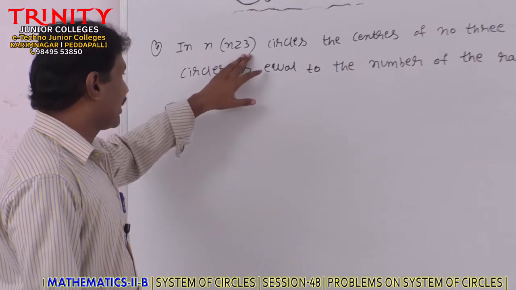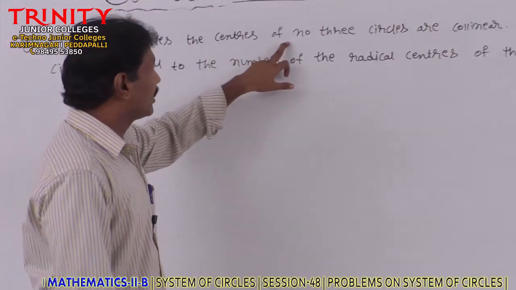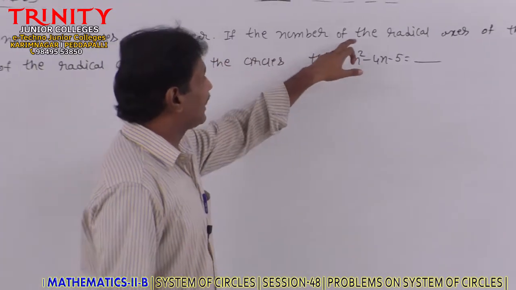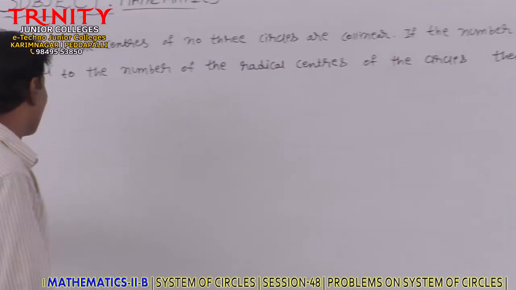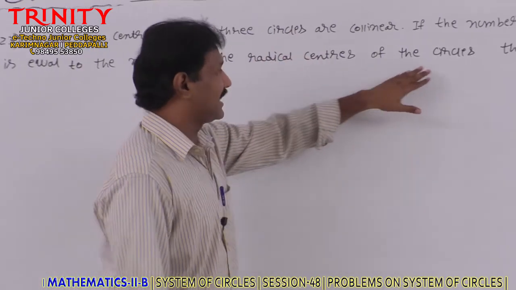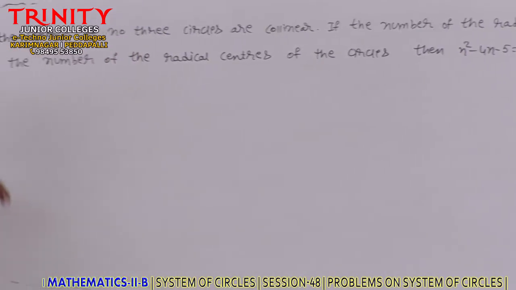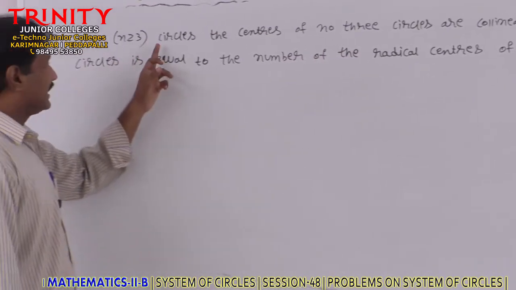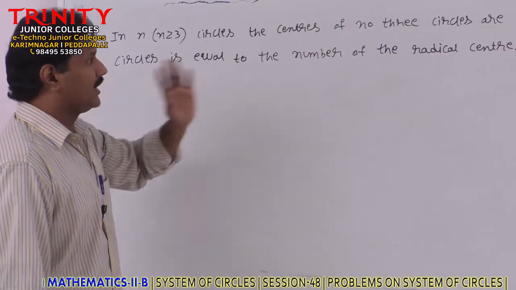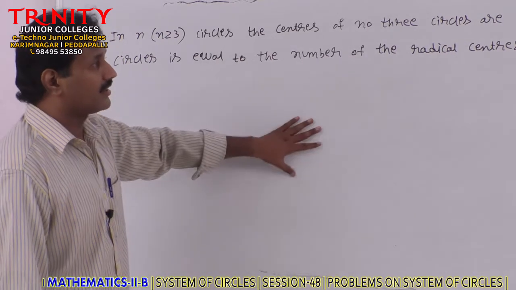For n greater than or equal to 3 circles, the centers of no 3 circles are collinear. If the number of radical axes of the circles is equal to the number of radical centers of the circles, then the value of n square minus 4n minus 5 equal to 0. Here n is greater than or equal to 3. These are the circles, and the centers of no 3 circles are collinear. That's why we got the radical centers.